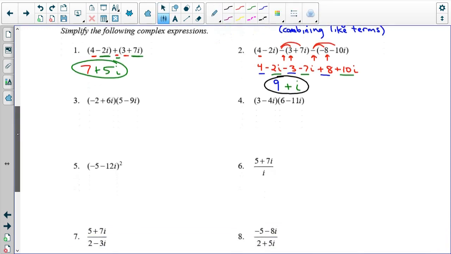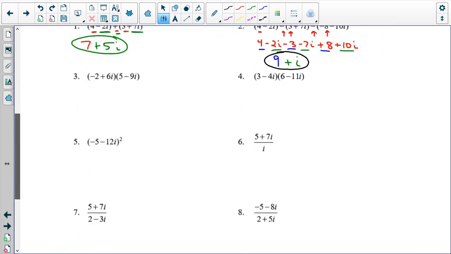Number 3, going to multiply. I will use the distributive property. Negative 2 times 5 is negative 10. Negative 2 times negative 9i is plus 18i. 6i times 5 is plus 30i. And then 6i times negative 9i is negative 54i squared.